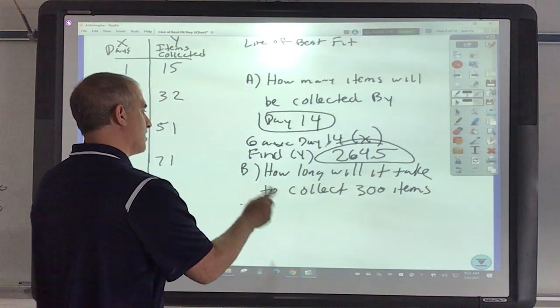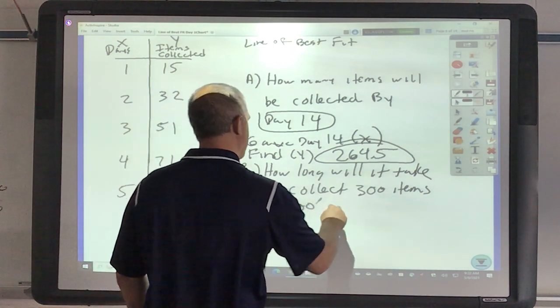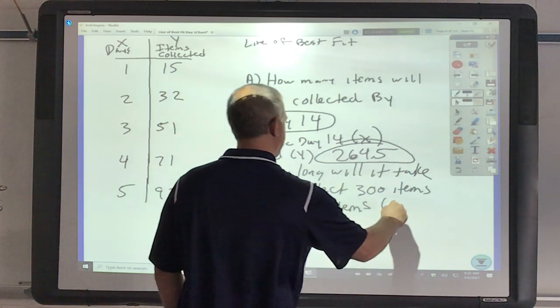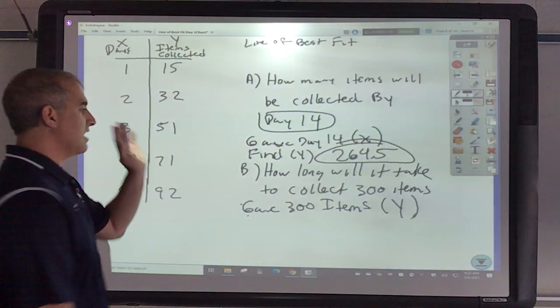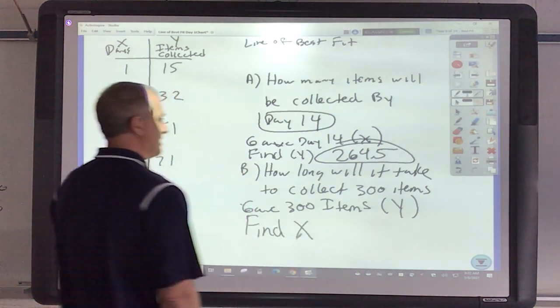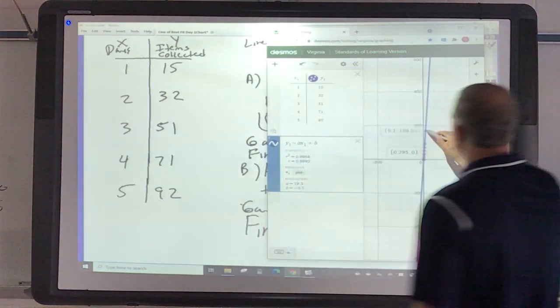How long will it take to collect 300 items? So they gave 300 items, and the items are y. So they gave us y, so we have to find x. So I want to scroll on here till I get to 300.